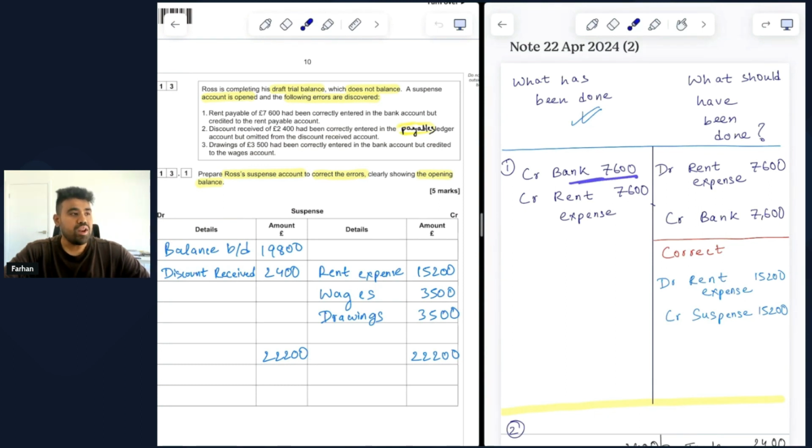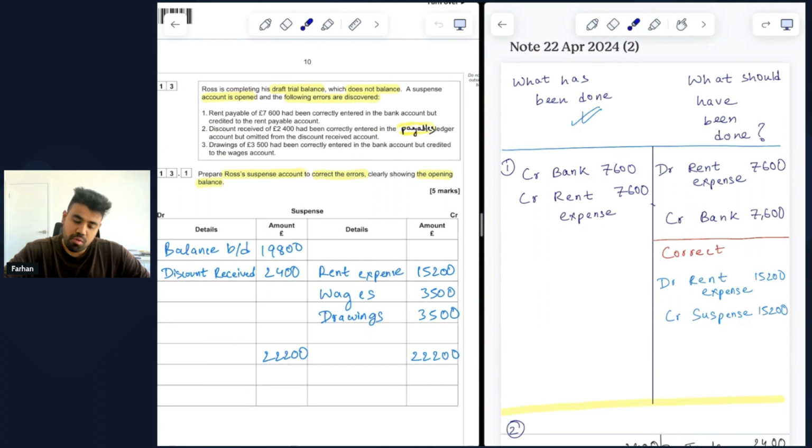However, when it comes to correctly recording the rent expense or the rent payable, they have credited it instead of debiting it. If you are paying rent, rent is an expense that has been incurred in the business. So any expenses by default are debit, which means rent expense should have been debited as the correct entry.